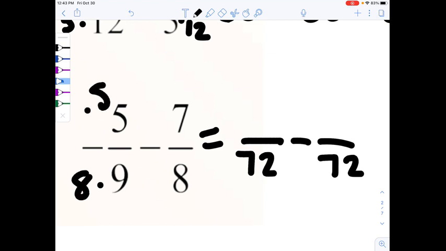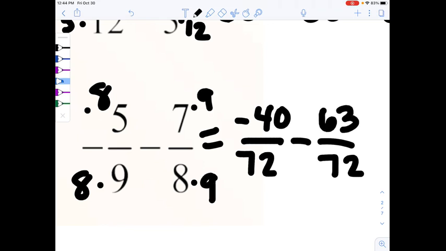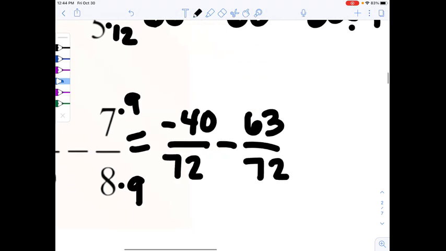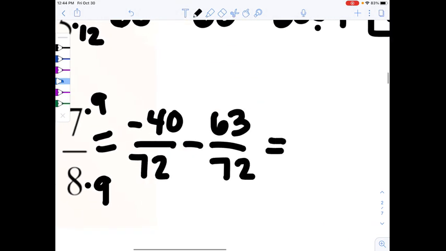So I'm going to take -5 times 8, because whatever I do to the denominator, I have to do to the numerator. -5 times 8 is -40. Don't forget about your negative. And then 8 times 9 is 72. 7 times 9 is 63. So now the denominator is going to be 72.